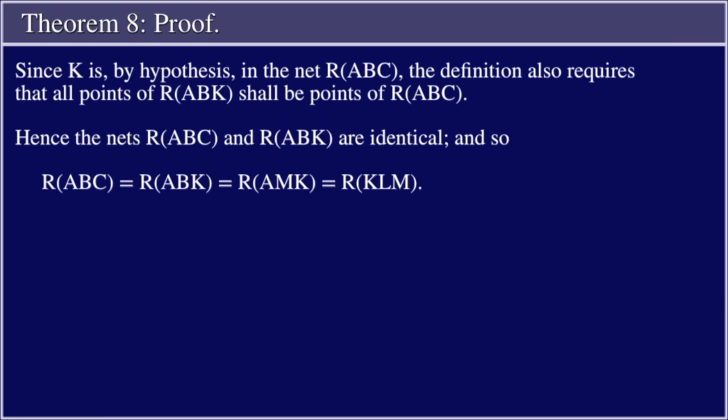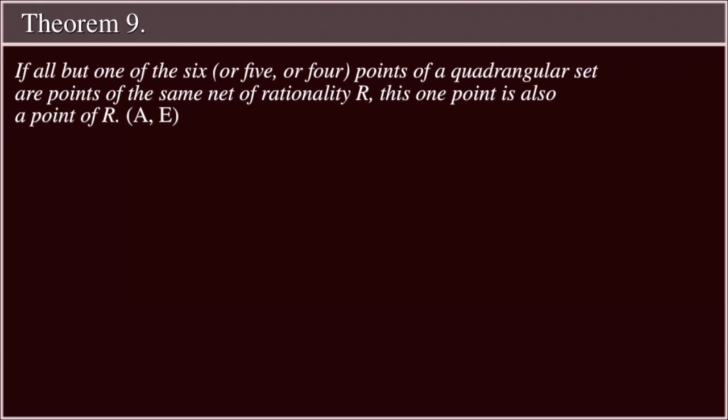Since the nets R of ABC and R of ABK are identical, R of ABC is equal to R of ABK is equal to R of AMK is equal to R of KLM. Corollary: a net of rationality on a line is determined by any distinct three of its points. Theorem 9. If all but one of 6 or 5 or 4 points of a quadrangular set are points of the same net of rationality R, this one point is also a point of R.